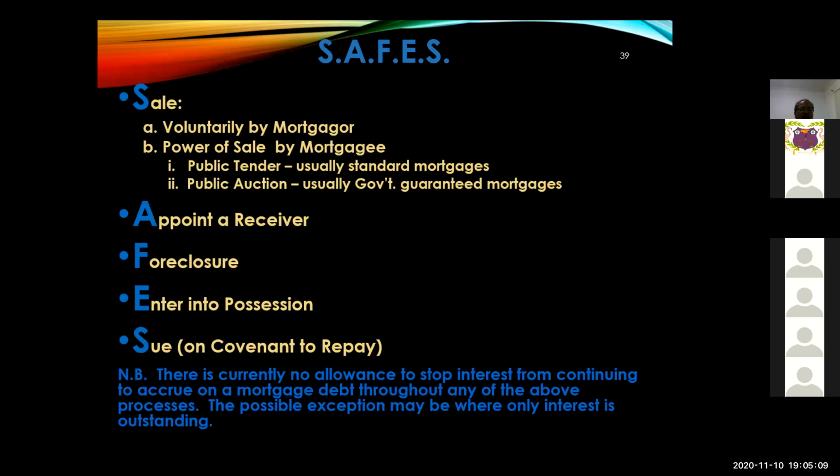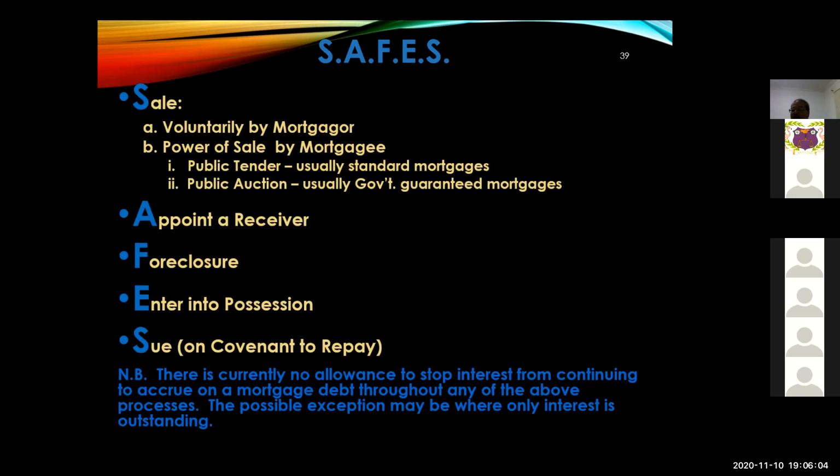So there's sale, so there's the power of sale by the mortgagee, but also sometimes banks would allow the mortgagor to sell as well. And the power of sale can either be done by public tender or auction. Usually tender is covered under standard mortgages. Public auction is usually under guaranteed mortgages or some commercial mortgages, and particularly where a receiver is appointed, and so the receiver may sell by auction. So you have the first, S, sale; A, appoint a receiver; F, foreclosure; E, enter into possession; and S, sue on the covenant to repay.